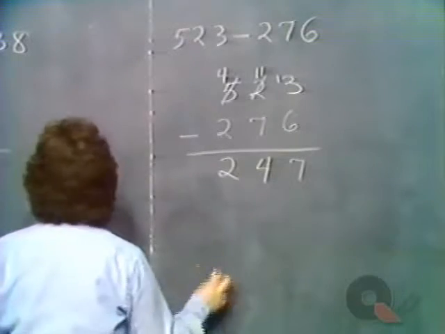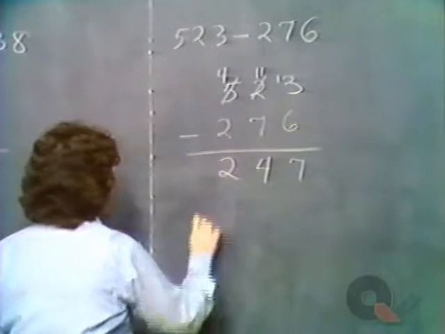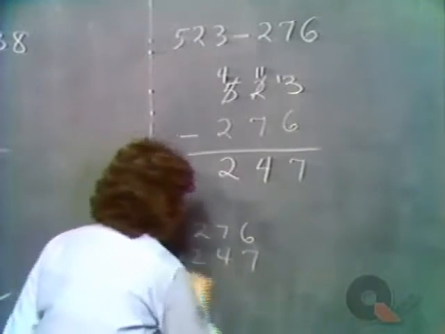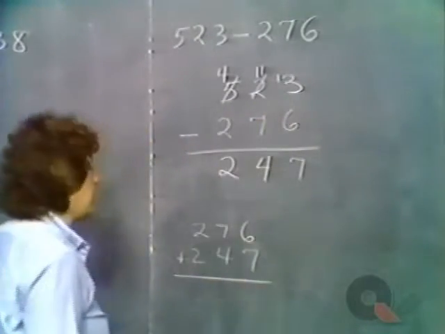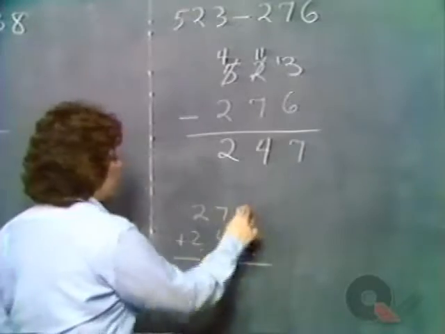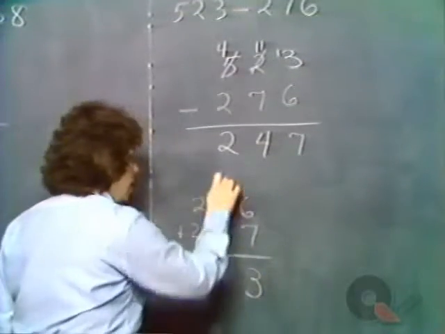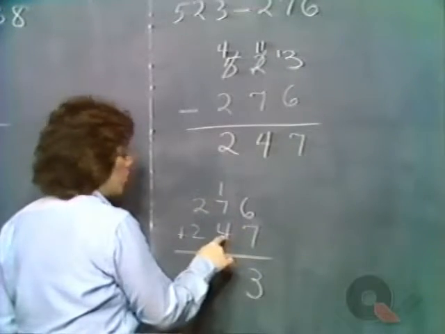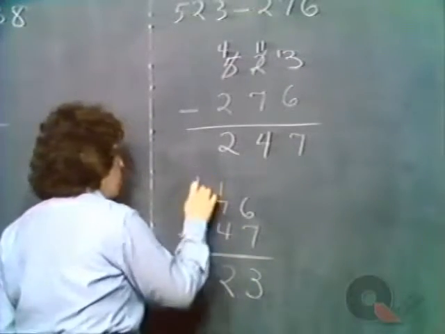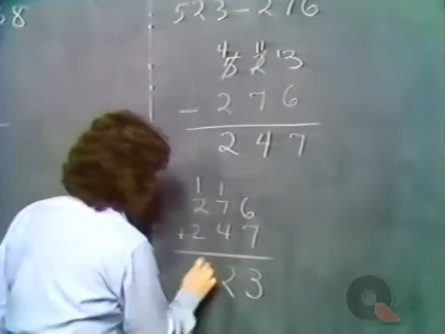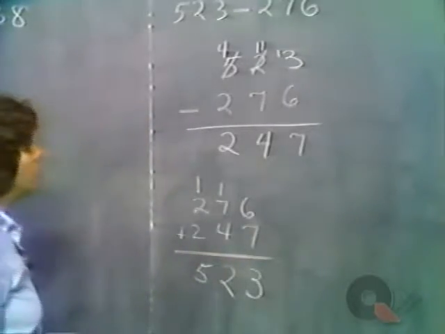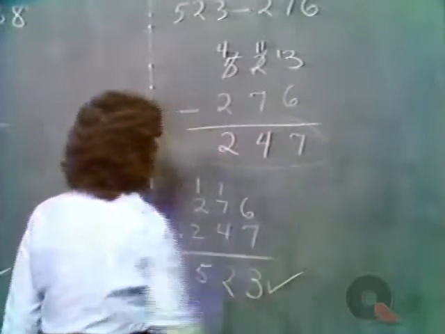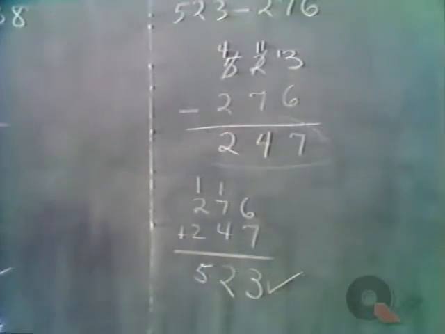We can check that also. 276 plus 247 should give us what we started with, that is the 523. 6 plus 7, that's 13. Put down the 3, carry the 1. 1 and 7, 8, and 4, 12. Put down the 2, carry the 1. 1 plus 2 plus 2, 5. 523, so that does work out. So we have the final answer, 247.